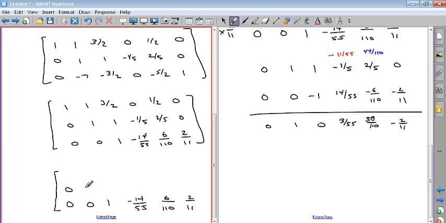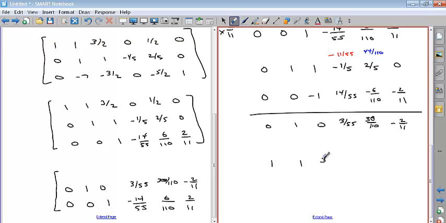Okay, the second row is 1, 0, 0, 1, 0, 3 over 55, 38 over 110, negative 2 11ths. Now what I'm going to do is I have to do two things. I'm going to take the first row, and I'm going to take the negative of this one. So I get 0, negative 1, 0, negative 3 over 55, minus 38 over 110, plus 2 over 11.